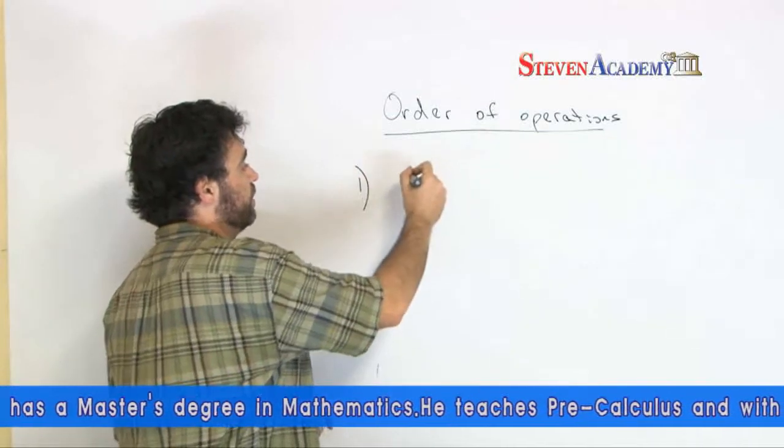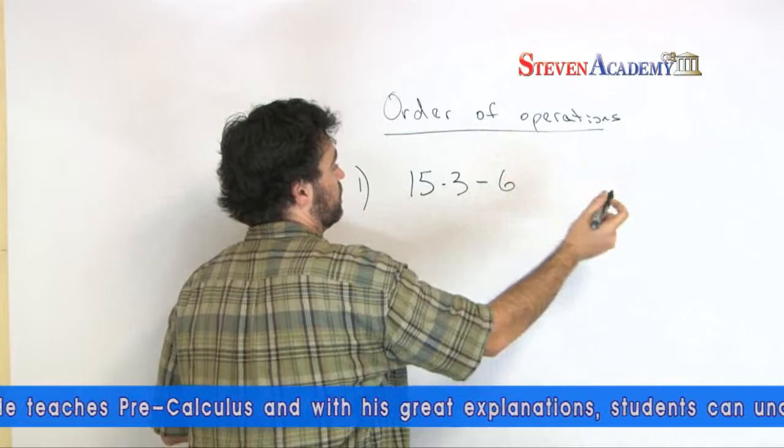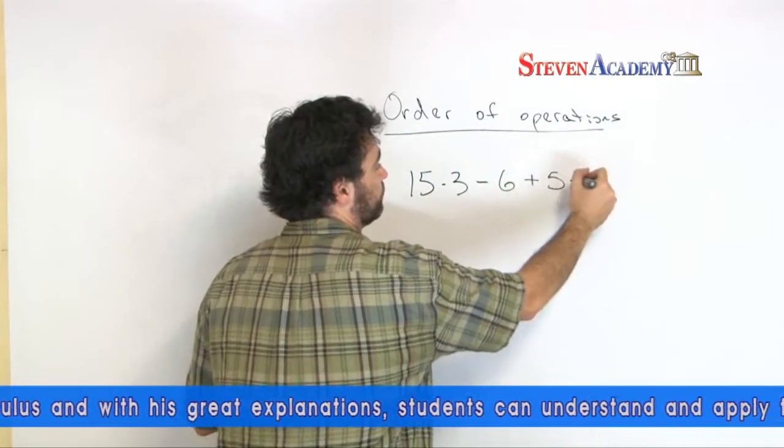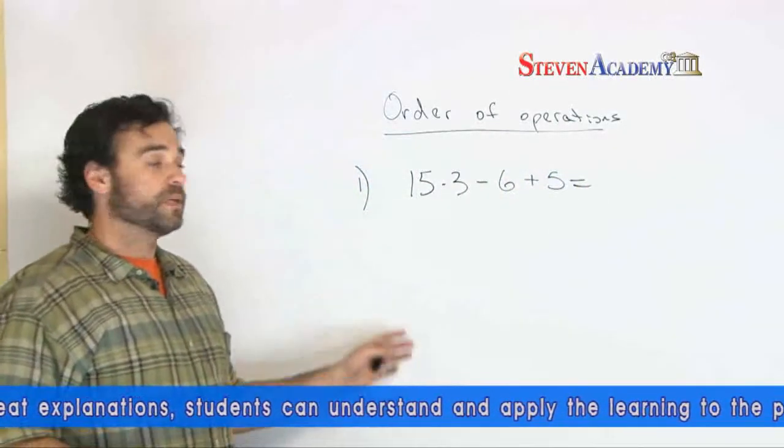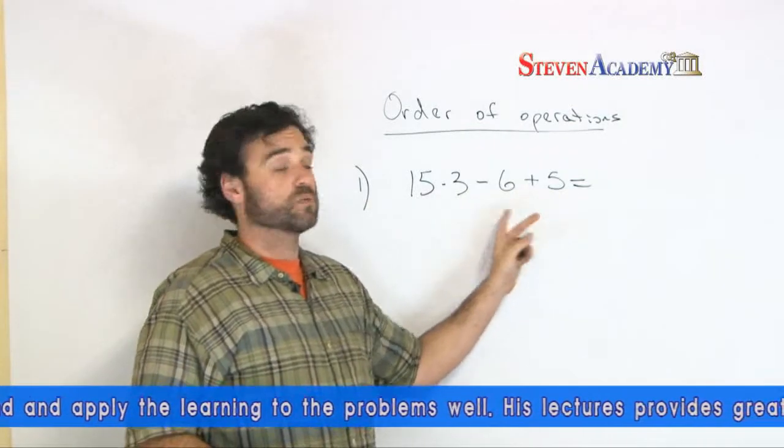So we talk about a problem like this. I have 15 times 3 minus 6 plus 5. Okay? Normally, what will we do here? Anyway, we're going to work from left to right. We have multiplication, subtraction, addition. We're going to work from left to right.